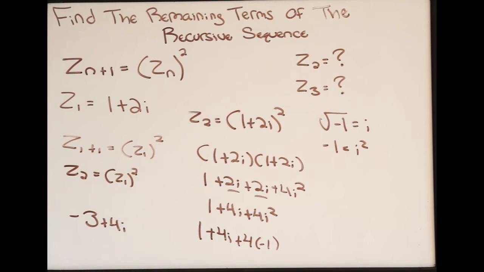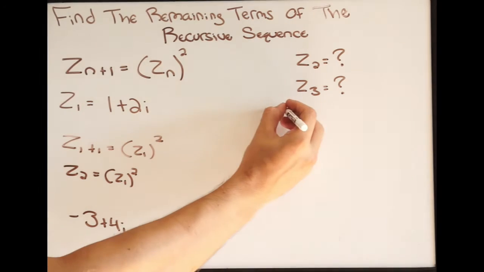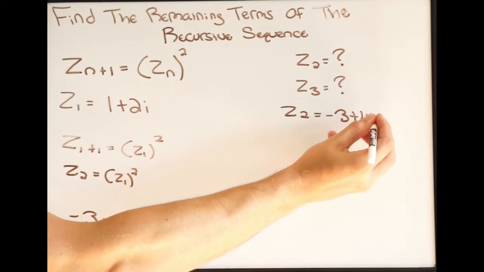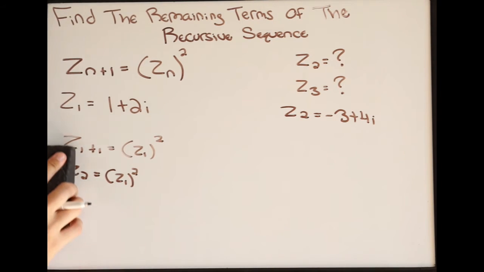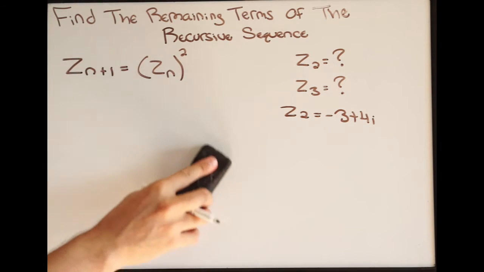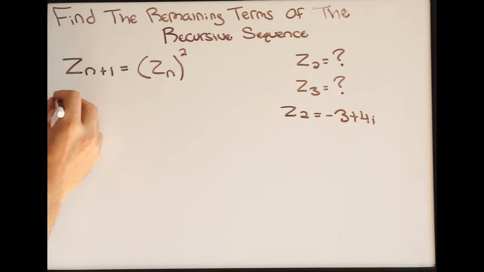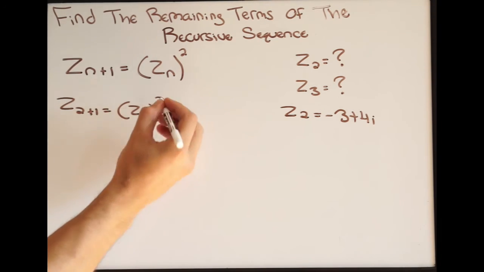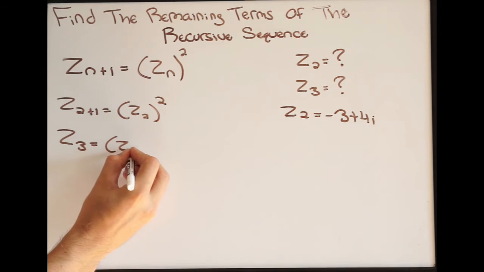So we have z of 2. Let's go ahead and find z of 3. Let's go ahead and record this. Writing this out, we get z of 2 is equal to negative 3 plus 4i. Let's find z of 3, so we're going to go through pretty much the same process. Okay. So again, here we have z of n, z of n. I'm going to replace that with z of 2. So plugging that in, I get z of 2 plus 1 equal to z of 2, right, squared. So 2 plus 1 is 3, so we get z of 3 is equal to z of 2 squared.